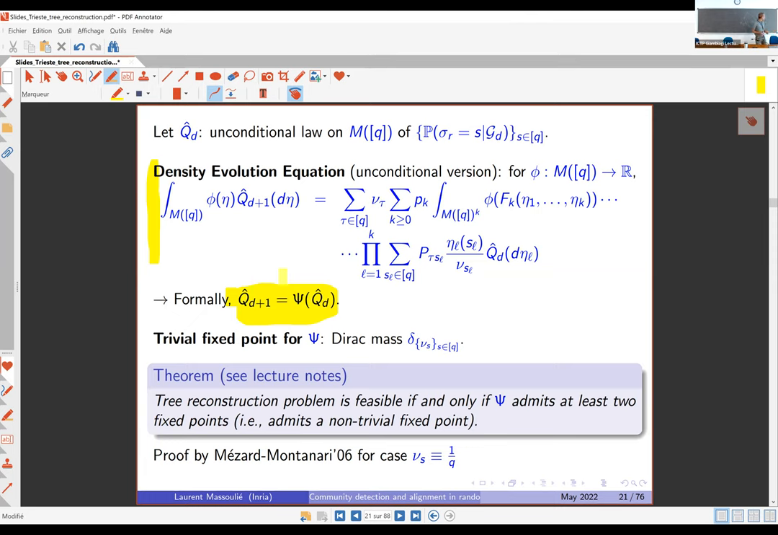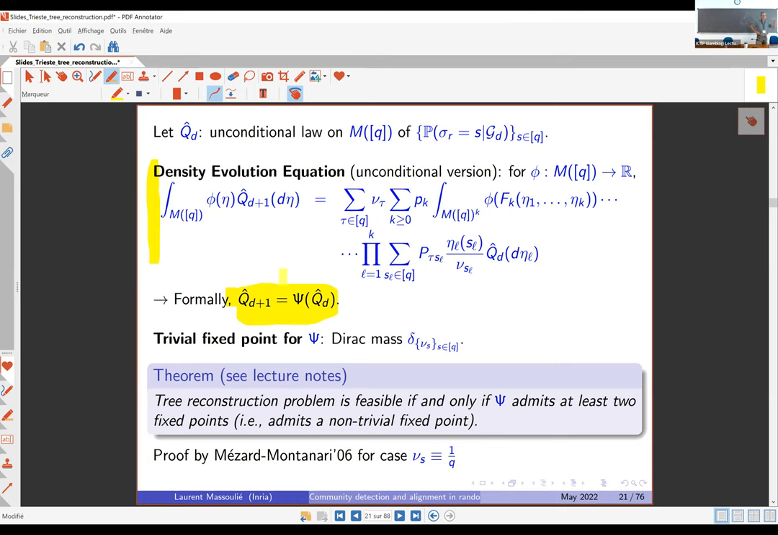The necessary and sufficient condition is as follows: there is reconstructibility if and only if this fixed point equation admits another non-trivial fixed point besides the trivial fixed point. So there's one direction which is easy. What is the easy direction again? So you remember we had these conditional distributions nu hat.